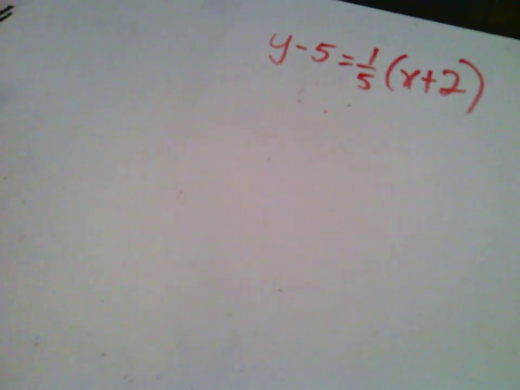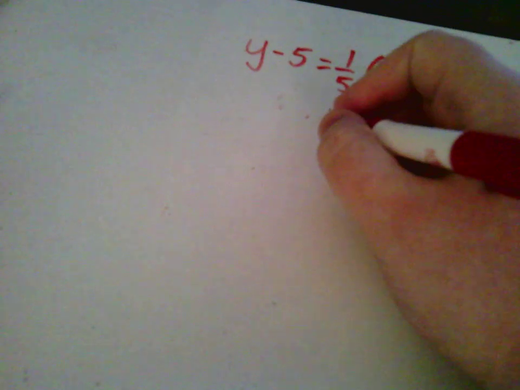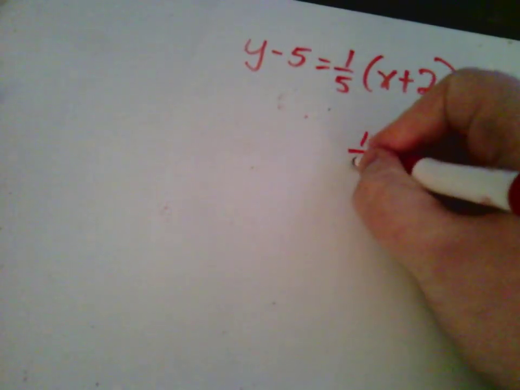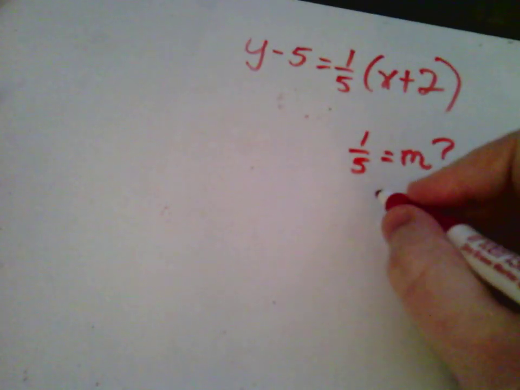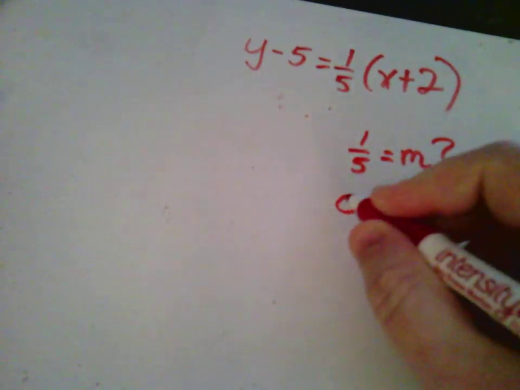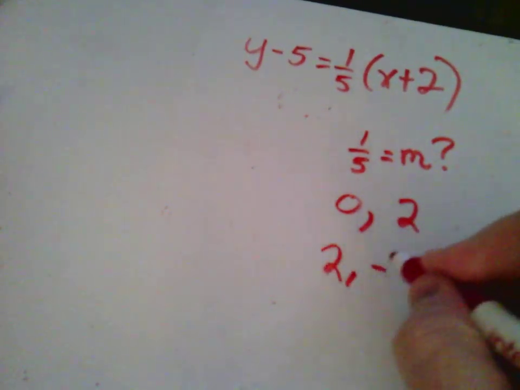Alright, let's take a look at the next problem. Consider the graph of y minus 5 equals 1/5 of x plus 2. It wants us to determine whether each of the following statements is true or false. The first is asking us, is the slope of this graph 1/5? Does the graph include the point 0, 2? And lastly, the graph includes the point 2, -5.